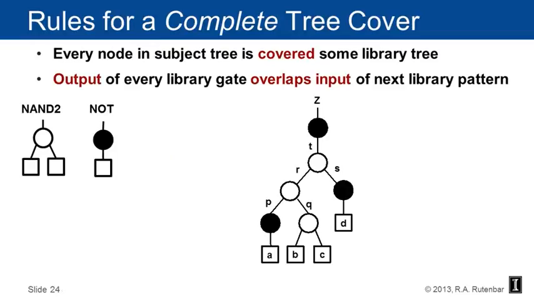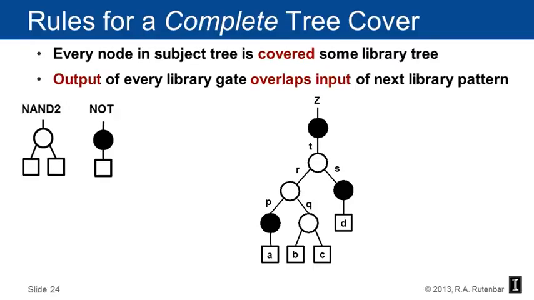So how does one actually do a complete tree cover? Surprisingly, there's 2 simple rules. Every node in the subject tree is covered by some library tree, and the output of every library gate overlaps the input of the next library pattern. That's basically it. Right, so everybody is connected to something, or everybody uses some gate, right? And wherever the output of a gate is mapped onto the subject tree, then that has to be overlapped by the input of some other gate, and you just go from the bottom to the top.